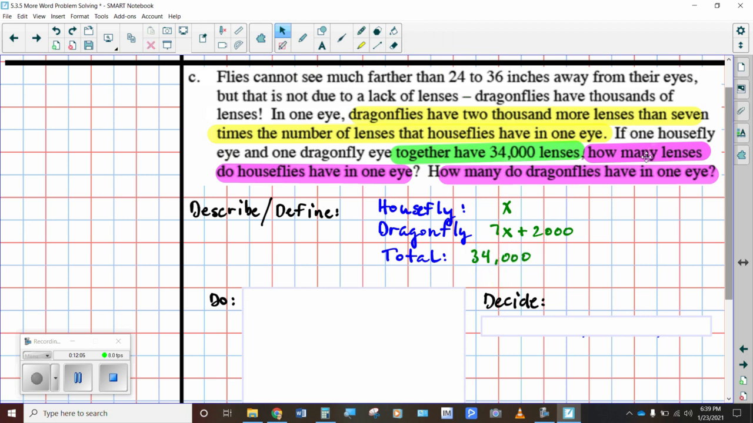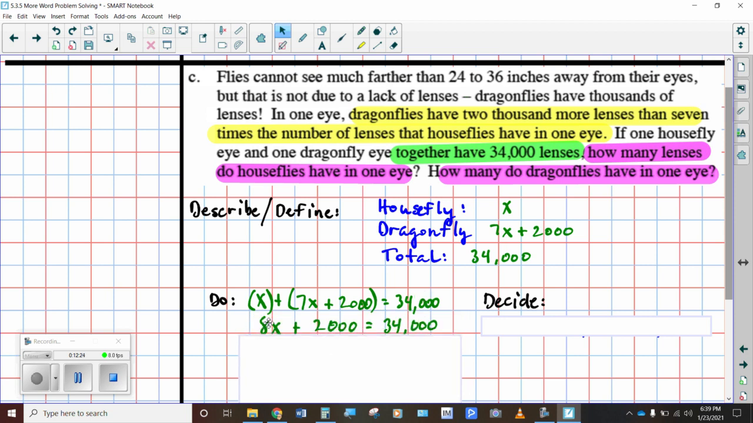So what question are we being asked? How many lenses do the houseflies have? And how many do the dragonflies? So we are going to declare for both. So we need to set up the equation. When you set up the equation, the number of housefly lenses plus the number of dragonfly lenses equals the total, 34,000. So let's combine like terms.